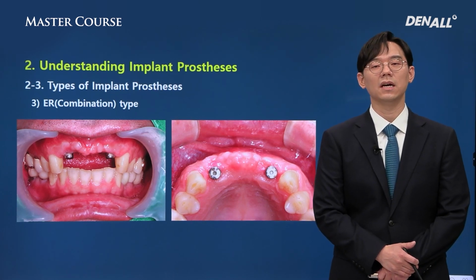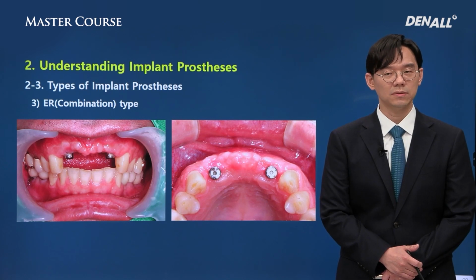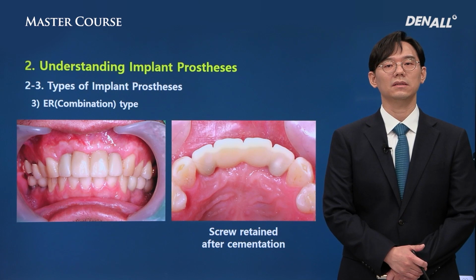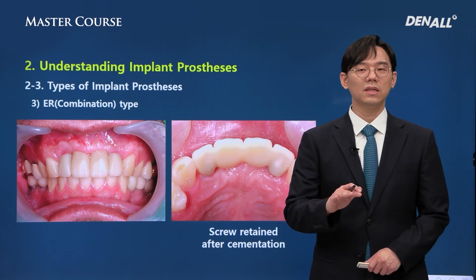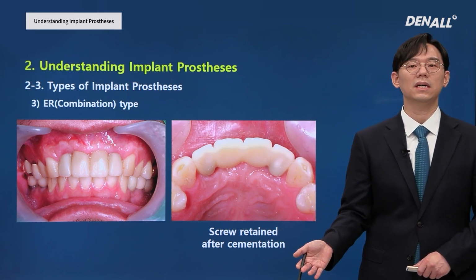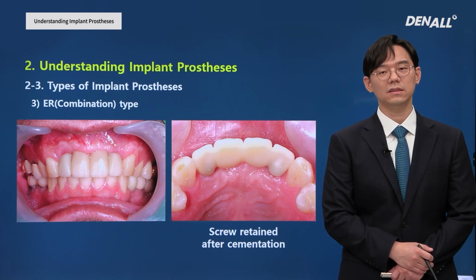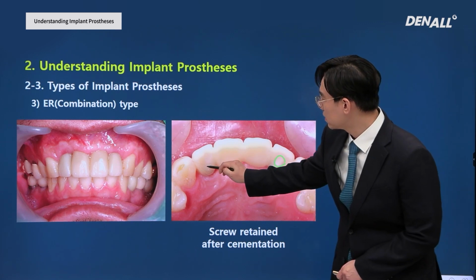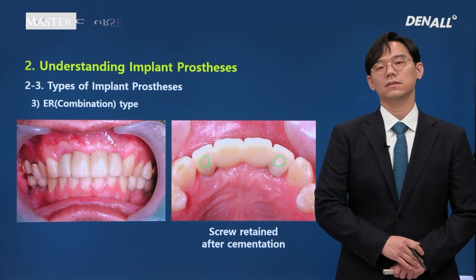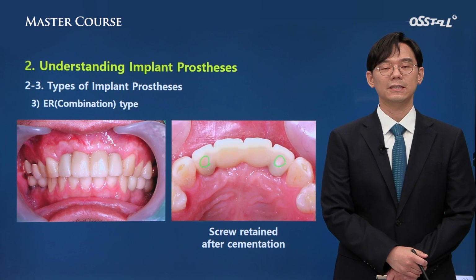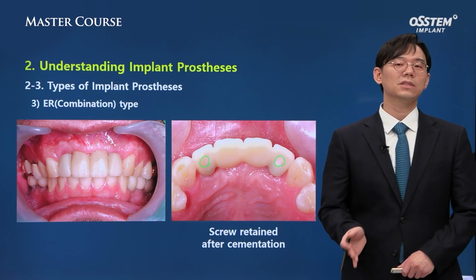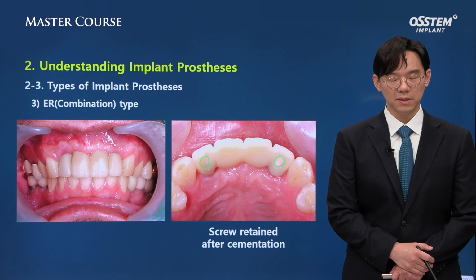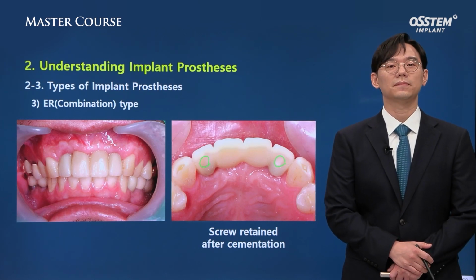Internal conical connection implant or TS type implant is not recommended for multiple screw type prosthesis. This is image of prosthesis delivery. ER type before setting, it's like cement type, and after that it becomes like screw type. Screw hole is towards the palatal side, so ER type prosthesis was delivered. To explain ER type accurately, personally, I think this is screw retained after cementation.